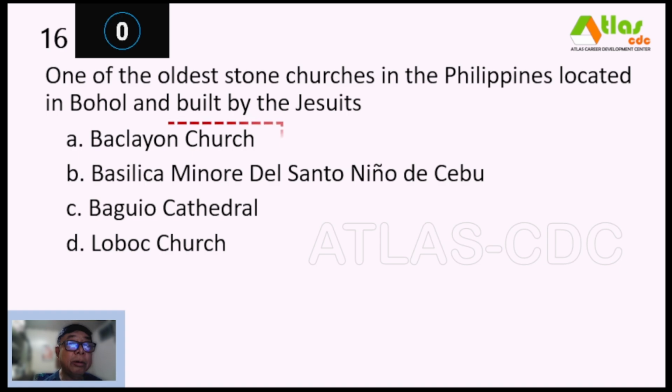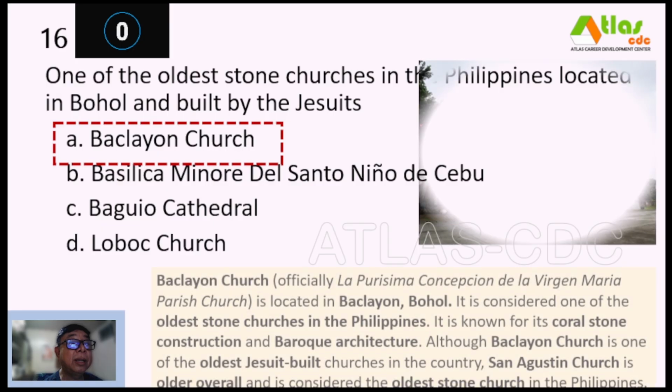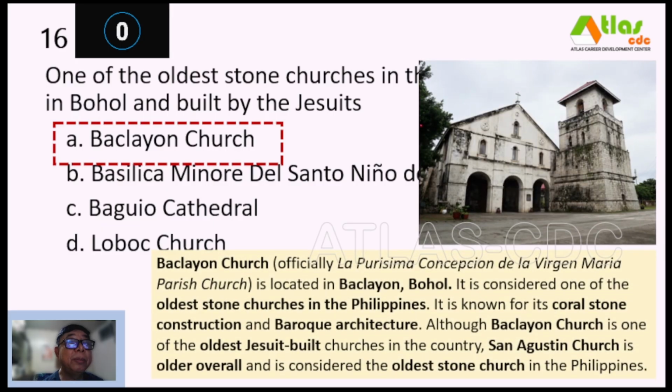And our correct answer is letter A, Baclayon Church. So Baclayon Church, officially La Purísima Concepción de la Virgen Maria Parish Church, is located in Baclayon, Bohol. It is considered one of the oldest stone churches in the Philippines. It is known for its coral stone construction and Baroque architecture.